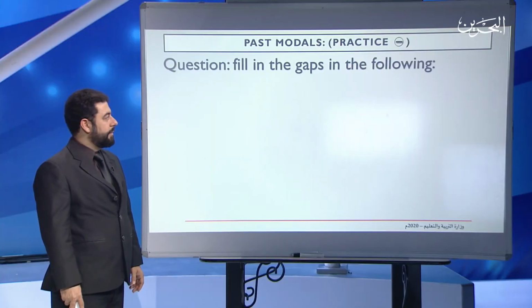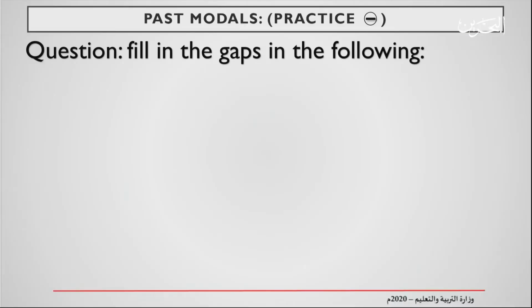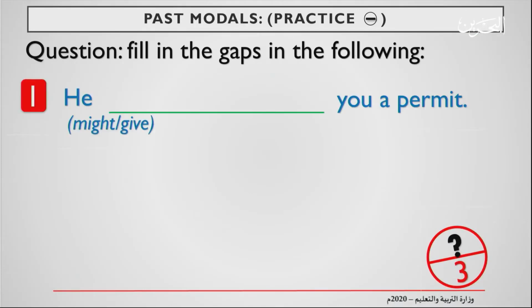Let's do task number 2. Question. Fill in the gaps in the following. And you have a mark of 3. Number 1. He, gap, you, a permit. You have to use a modal might plus the verb give. You have 5 seconds.